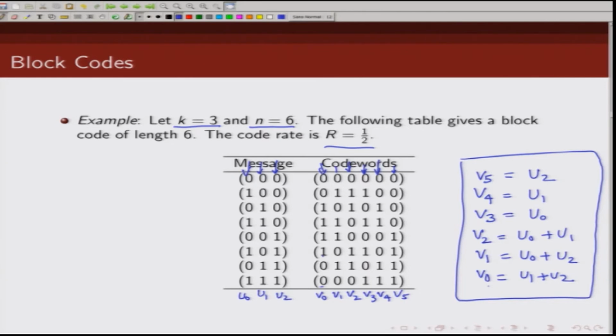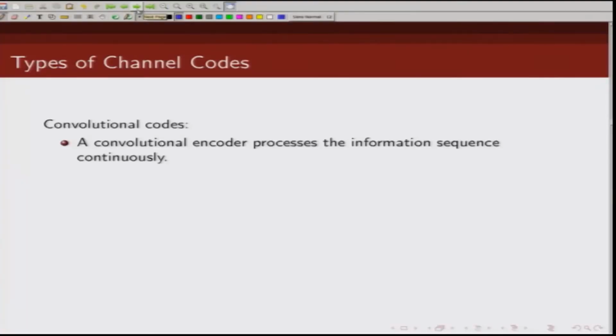Okay. So, again to recap, in block codes we partition our information sequence into blocks of k bits, and we map these k bits into blocks of n bits, and this mapping is memoryless. In other words, how we map these k bits does not depend on how we have mapped the previous blocks of k bits. Okay. So, let us now contrast it with convolutional codes and how they are different from block codes.